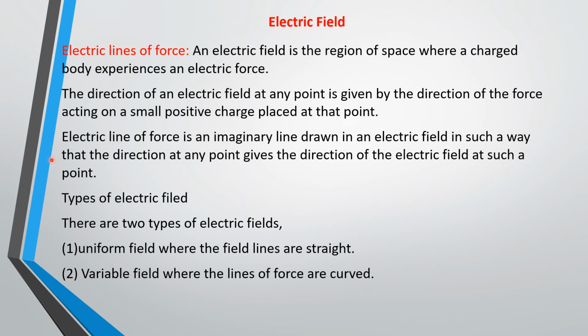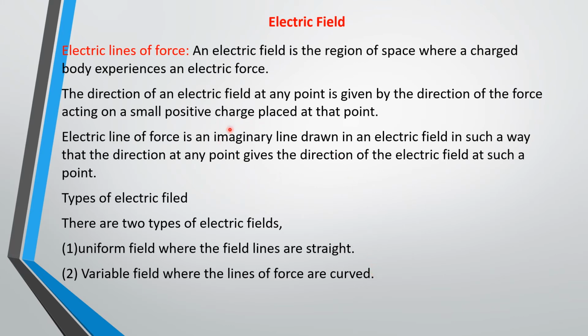An electric line of force is an imaginary line drawn in an electric field in such a way that the direction at any point gives the direction of the electric field at that point. We have two types of electric fields: the uniform electric field, where the field lines are straight, and the variable field, where the lines of force are curved.